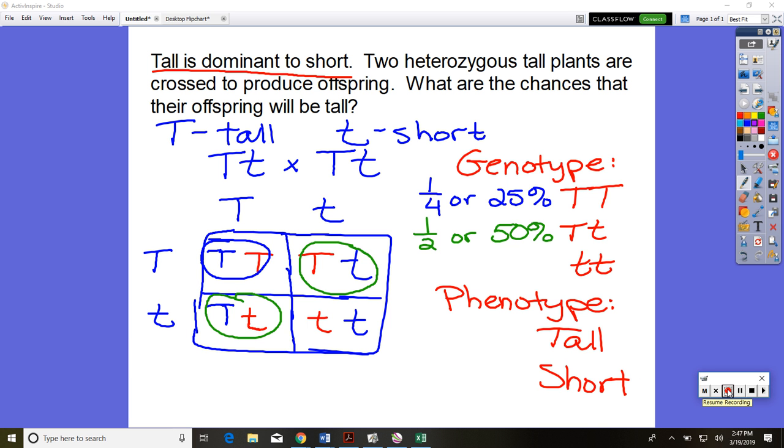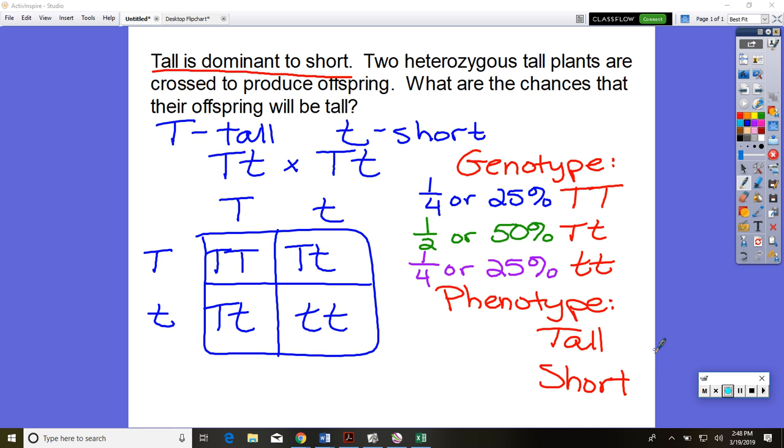Last but not least, we want to do the lowercase t lowercase t. So that is homozygous recessive because it's both lowercase letters. I see one offspring that is lowercase t lowercase t, so that's 1 out of the total of 4, which is 1/4, or 25%.